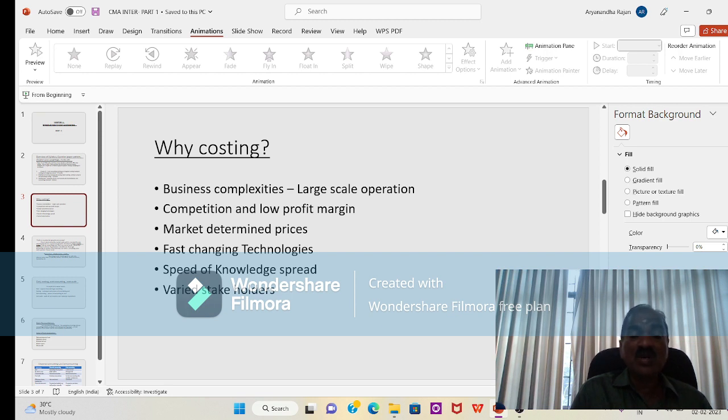Then, varied stakeholders are there, not only shareholders, for any organization. Shareholders means those who are owners. For a company it is shareholders, for others it is owners. Not only owners are interested in the affairs of the company; all persons who are interested in the affairs of the company we call stakeholders, that is, interested parties. And their interests vary.